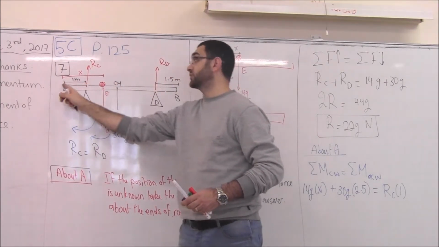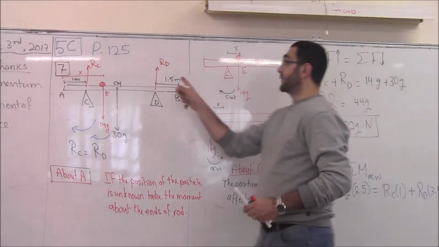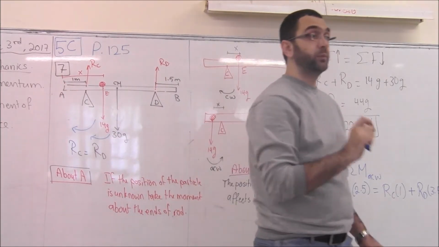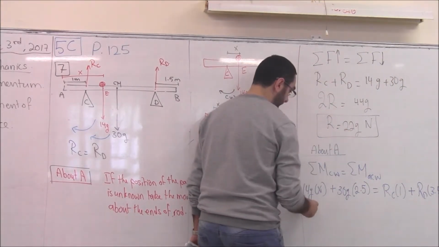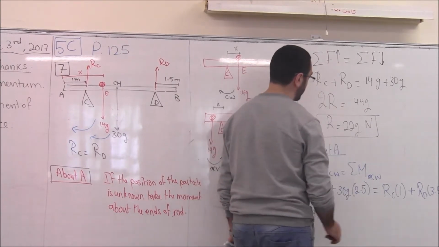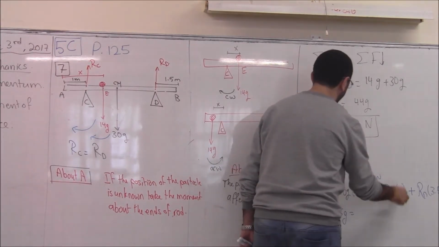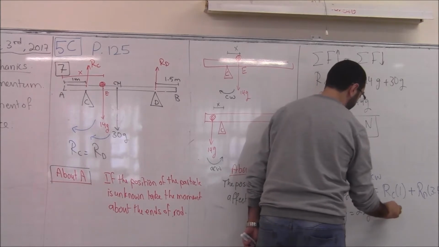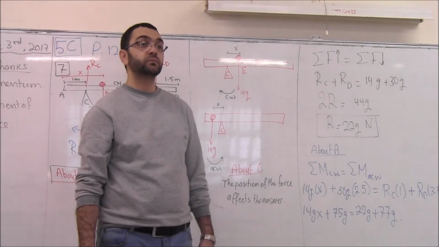RC times 1, RD times 3.5. From RD to A, guys, the distance is what? 3.5. Of course RC and RD we already found, right? 22G. This becomes 14GX plus 30 times 2.5, which is 75G, equals RC times 1, 22G, plus 77 plus G. What did you mean when you said negative forces that are fighting the plank?